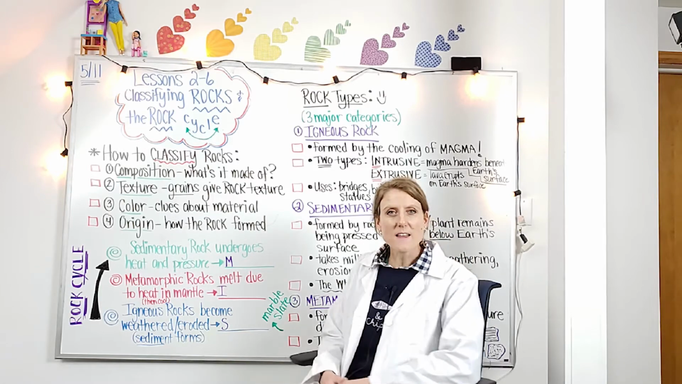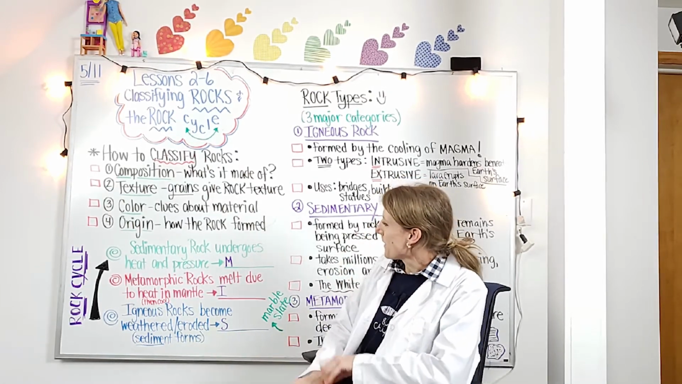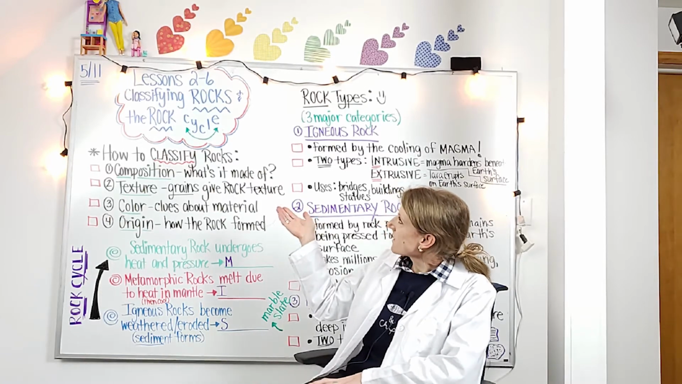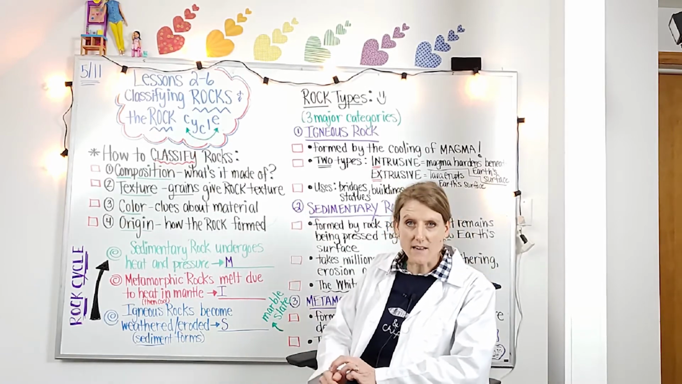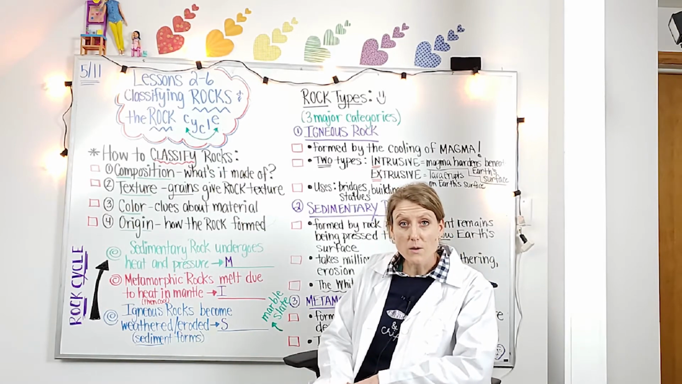All right, so we are on lessons 2 through 6. I kind of am combining these lessons up on the board for us, and that is on classifying rocks and the rock cycle. And so that's what we're going to talk about today. So ready, set, go, right?